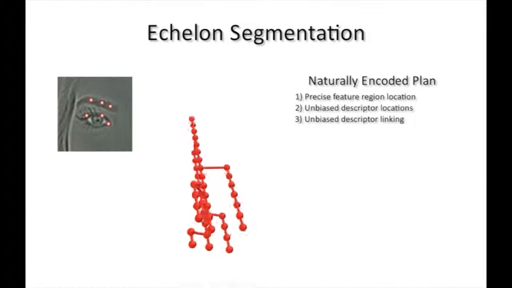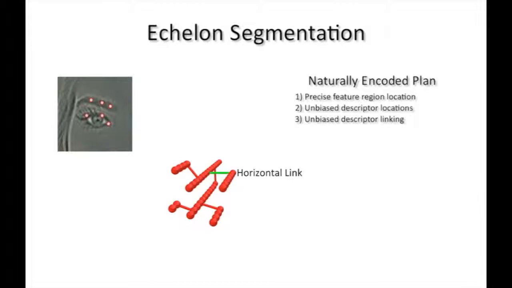The third component in the naturally encoded plan is linking between child and parent branches. The Echelon algorithm uses the natural links that exist between branches to combine local descriptors into all-view object models.